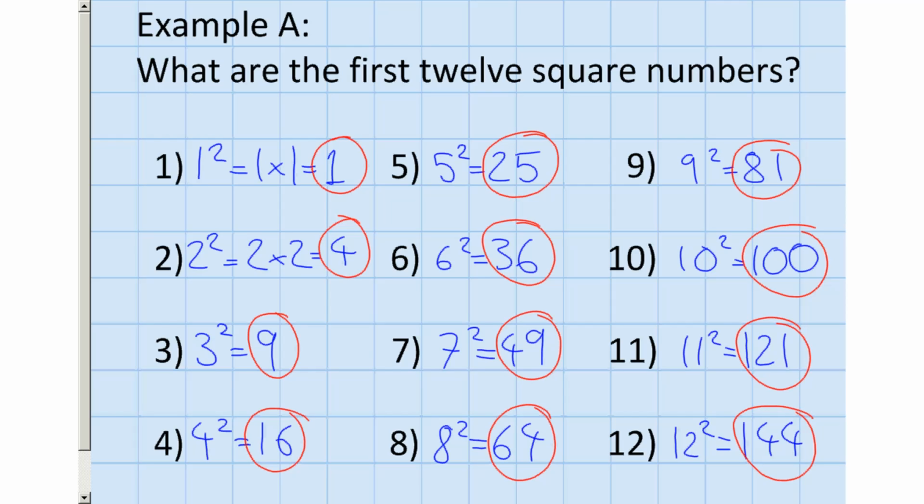are the first 12 square numbers, and you need to be able to recognise them as square numbers. A common question in the exam is they'll give you a list of numbers and they'll say pick out a square number.